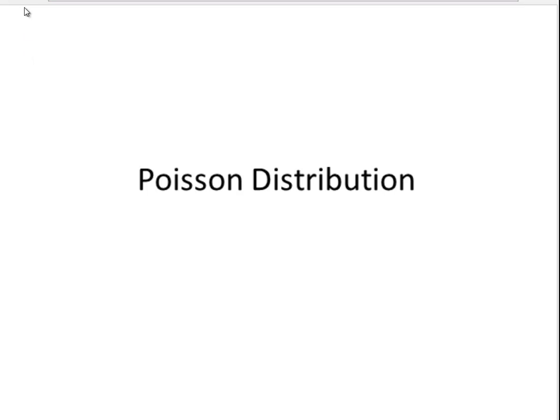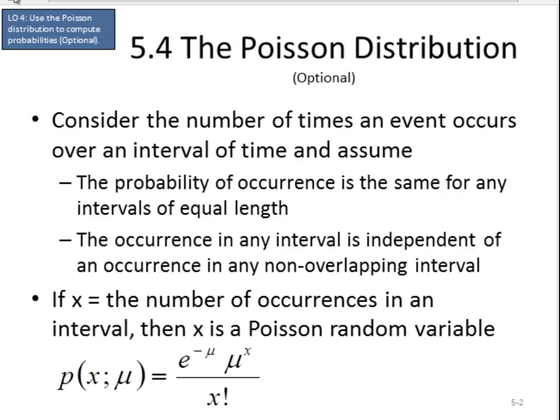Hello, today we're going to talk about the Poisson distribution. And these are the rules that you need to follow for the Poisson distribution. We're going to consider the number of times an event occurs over an interval of time and assume that the probability of occurrence is the same for any intervals of equal length. The occurrence in any interval is independent of an occurrence in any non-overlapping interval. If x is equal to the number of occurrences in an interval, then x is a Poisson random variable.